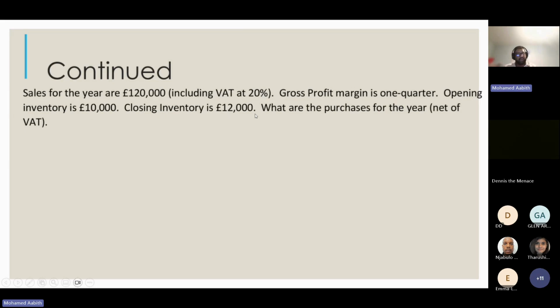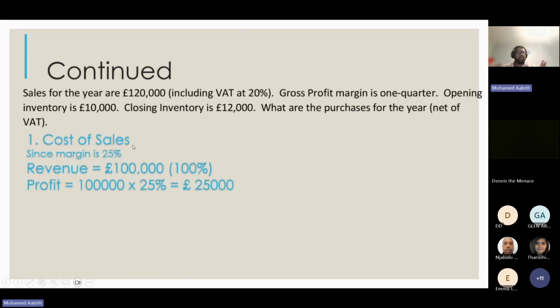Closing inventory is £12,000. What is the purchases for the year net of VAT? So if I'm going to do this, I need to calculate the numbers net of VAT on both of it. If I know my sales is £120,000, how much is net of VAT? Net of VAT, it's going to be take away 20% or divided by 6 multiplied by 5. So I will be able to find out what was my cost of sales.